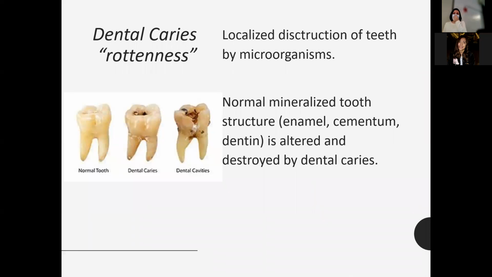Dental caries: the word caries comes from a Latin word meaning rottenness. I don't speak Latin, but it basically comes from that term. Dental caries is the official term. We talk about decay a lot, and you might get used to saying decay or a cavity, but dental caries is the actual condition or disease. Normal mineralized tooth structure, the enamel, the cementum, the dentin, are all being eaten away, or eroded away, by the bacteria.